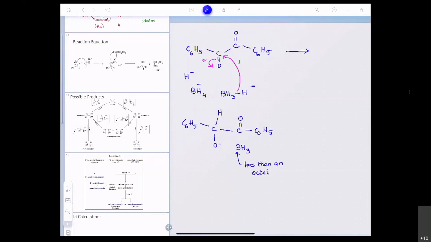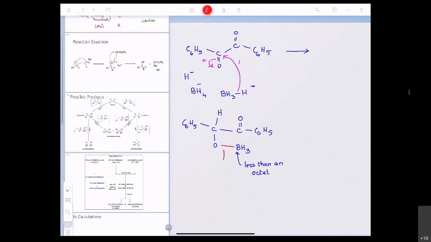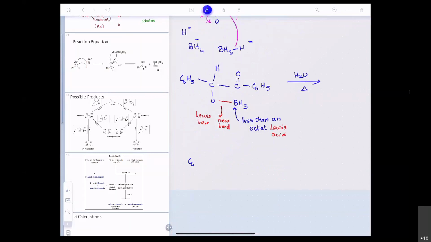It's always looking for electrons, okay? So there's your O minus, and the O minus will form this. So this is going to be our Lewis base forming a new bond with our Lewis acid. Then we're going to add water to this reaction. We're going to heat it up, and that's going to give us C6H5, CHOH, C double bond O, C6H5.